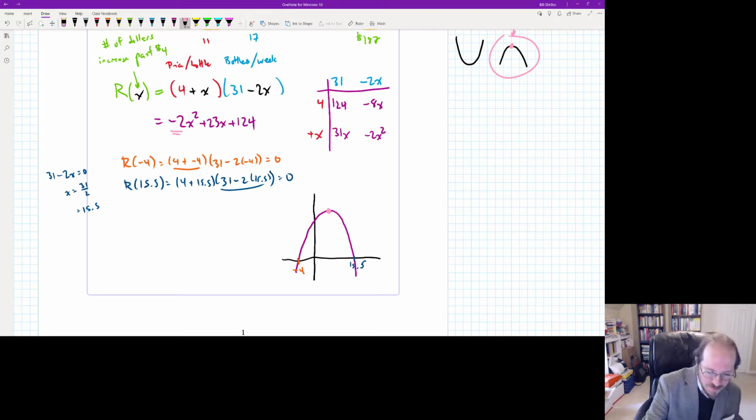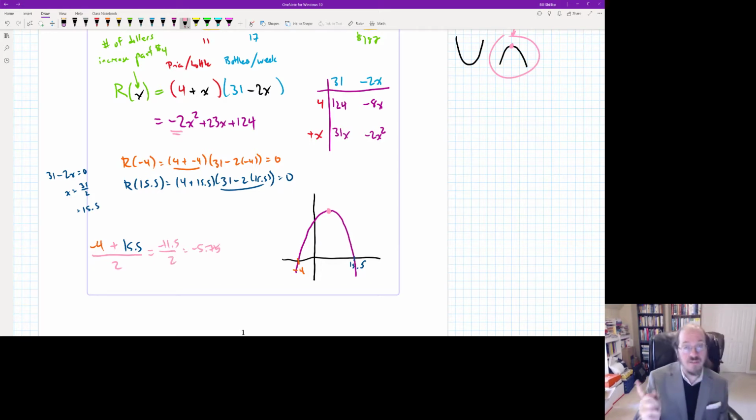So the way to find the number right smack dab in the middle between two numbers is to find their average. So -4 plus 15.5, divide that by 2, and we're going to get 11.5 divided by 2. That's going to be 5.75. So that is this point right here. Hold on, that should not have been negative. Derp. So that really should have been just 11.5 and 5.75. As soon as we graphed it, we saw that there was something wrong. So now we know the best price to set things to. If we plug this in here, 5.75, that's going to give us that the price per bottle should be $9.75.